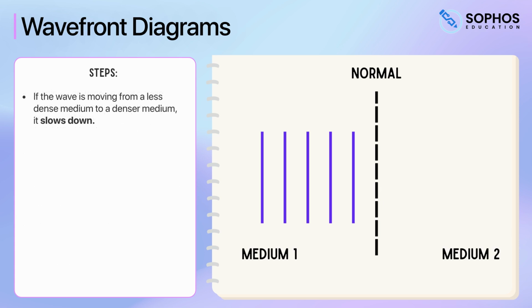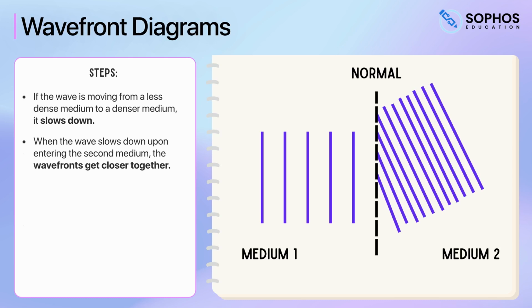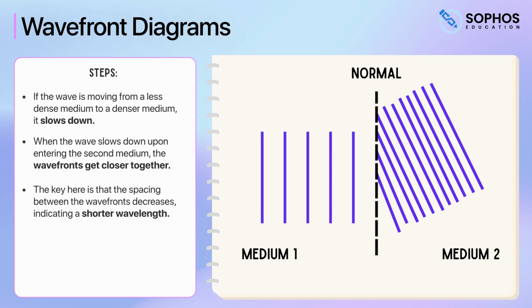If the wave is moving from a less dense medium to a denser medium, it slows down. When the wave slows down upon entering the second medium, the wavefronts get closer together. The key here is that the spacing between the wavefronts decreases, indicating a shorter wavelength.